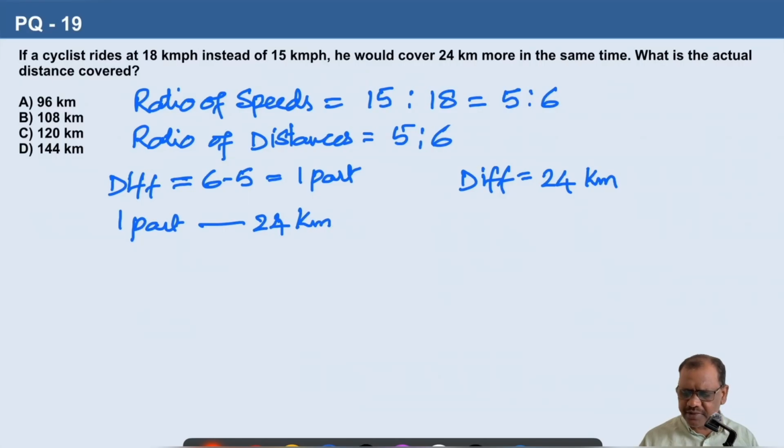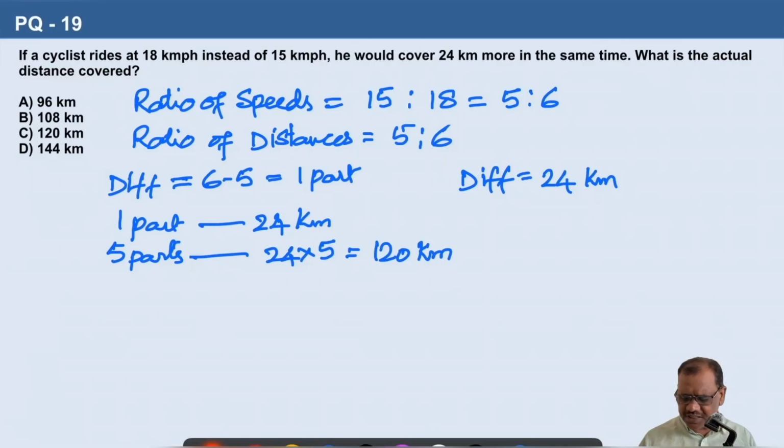So what do we have to find out? Actual distance covered. Actual distance covered is 5 parts. So 5 parts is how much? 5 parts is 24 multiplied by 5, that is 120 kilometers. So this is the actual distance to be covered. 120 kilometers. Option C is the correct answer.